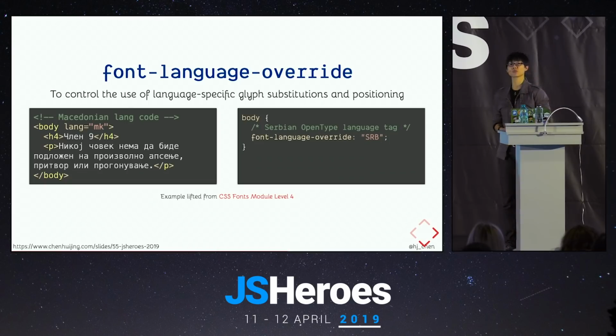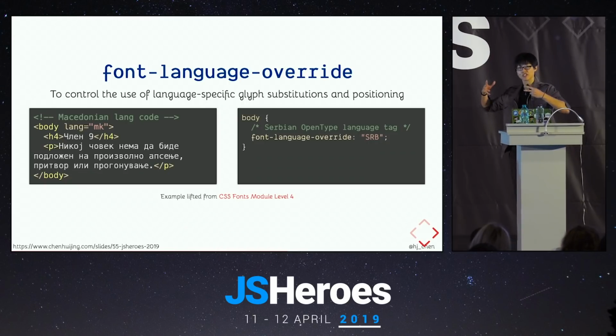Now, the user agent will refer to the lang attribute when rendering text, but if a selected font lacks support for that language, we can ask the browser to use typographic conventions of a related language that the font you picked does support. So here's a markup for Macedonian text.